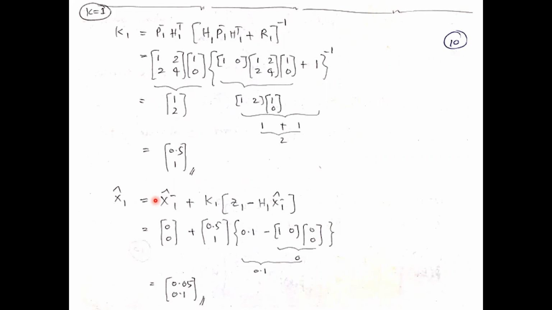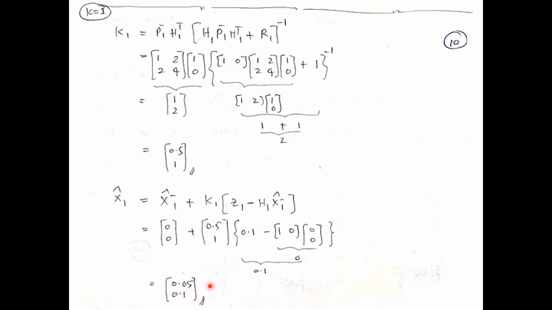So after correcting, you get it more accurately. So this is 0, 0 plus you have K1, already calculated, the gain. Z1 is the measurement. This is given. The sensor tells at k equals 1, the position is 0.1 meter. And you put that here, measurement minus H1 times the state estimate prediction, and that is 0, 0. So once you calculate, x1 hat is 0.05 and 0.1.